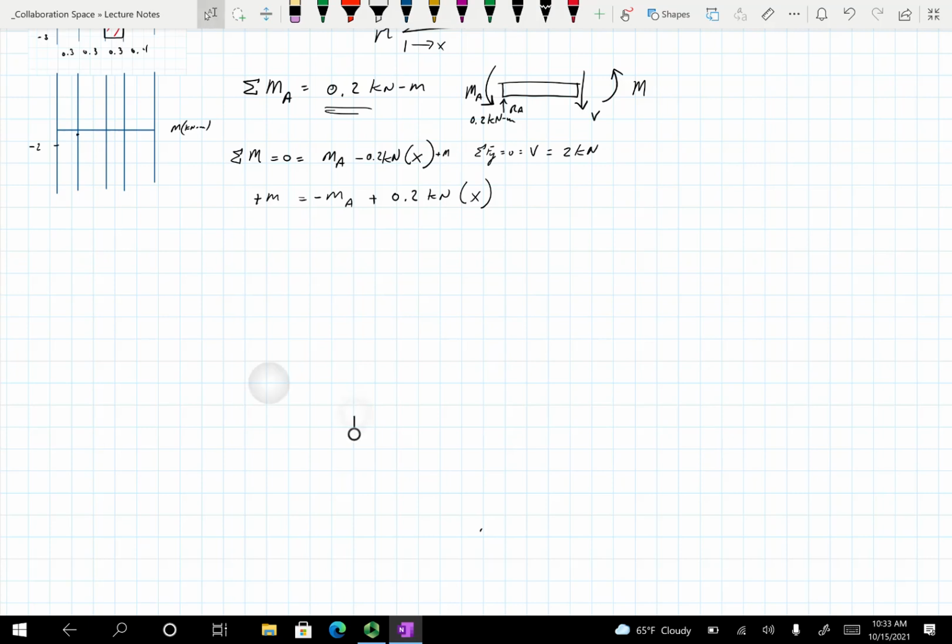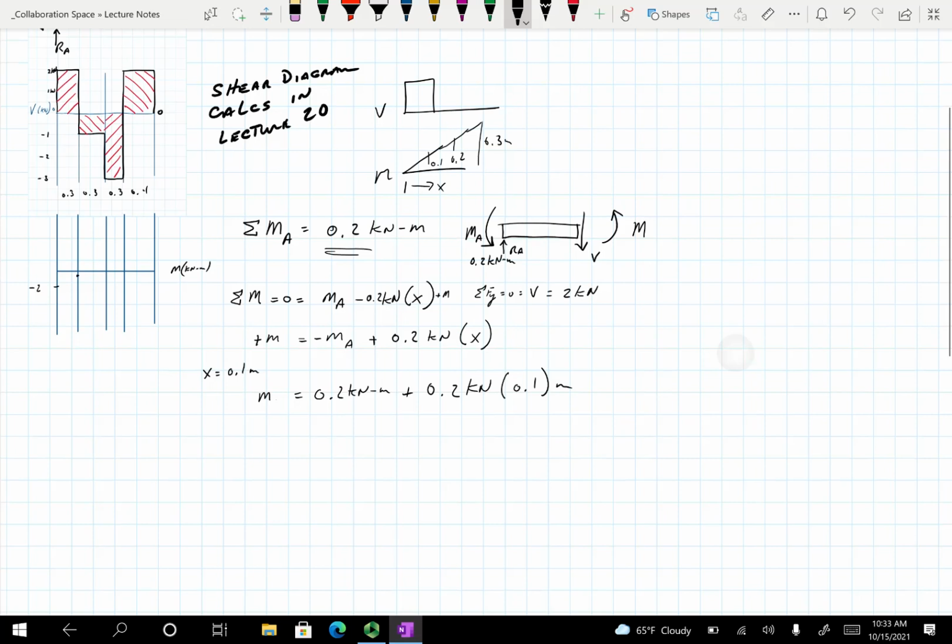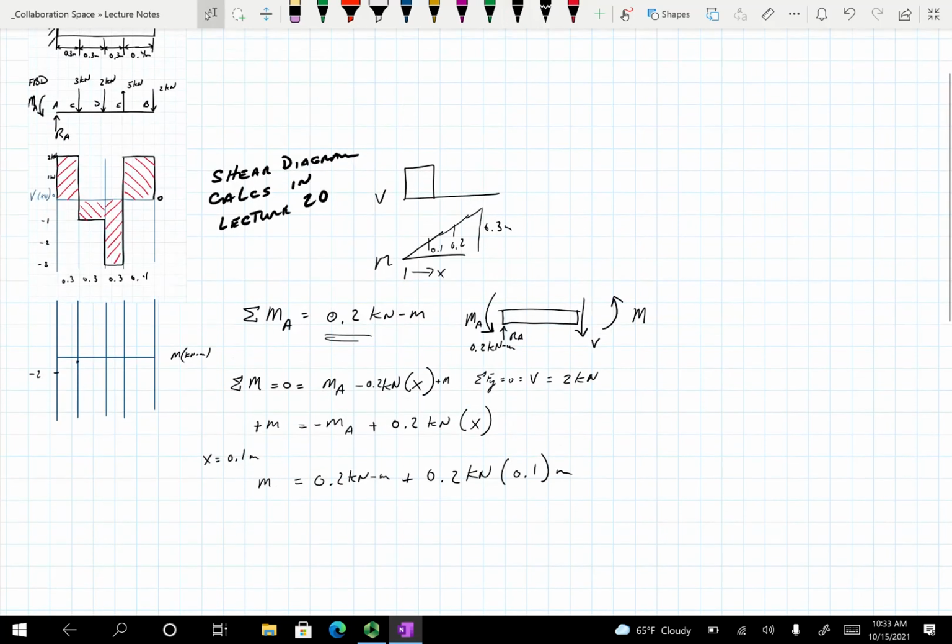So let's do it as if X is 0.1 meters. So M is 0.2 kilonewton meters plus 0.2 kilonewtons, and we're going at 0.1. Okay. Oh, so before we get stupid here, that's the reason this is screwed up.